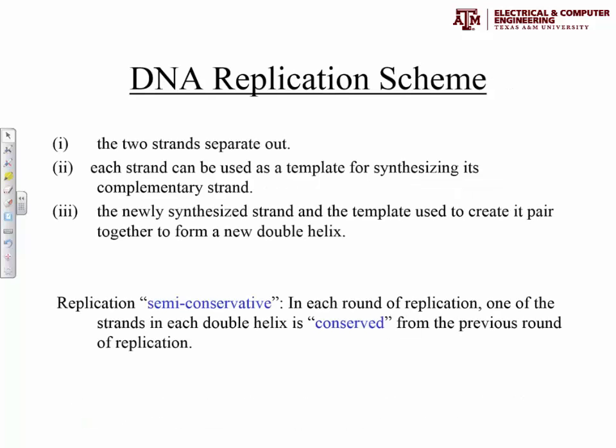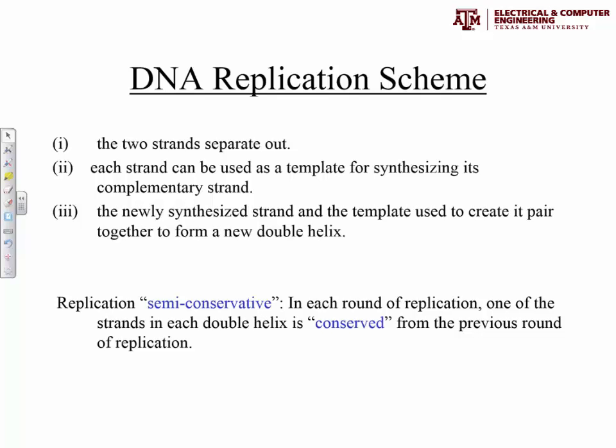So what are the steps that are involved in DNA replication? First, the two strands have to separate out, right? So you now have single-stranded DNA. Each strand can then be used as a template for synthesizing its complementary strand. Then the newly synthesized strand and the template that is used to create it will pair together to form a new double helix, right?